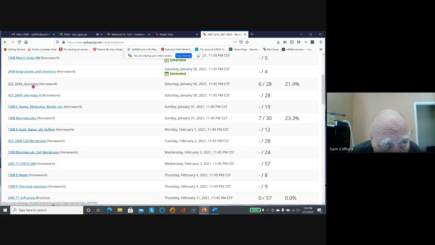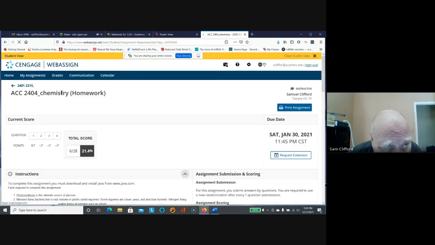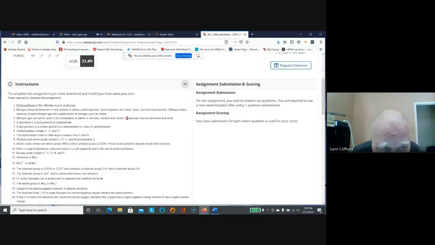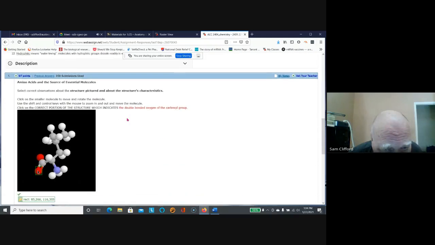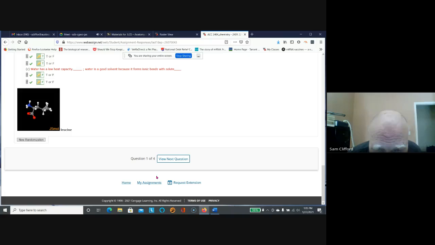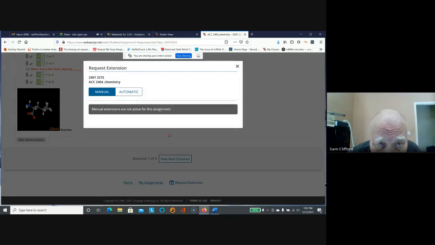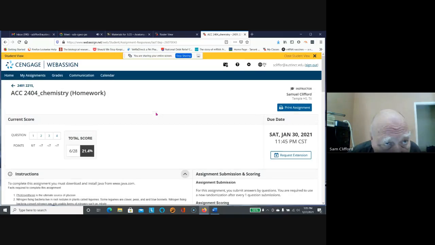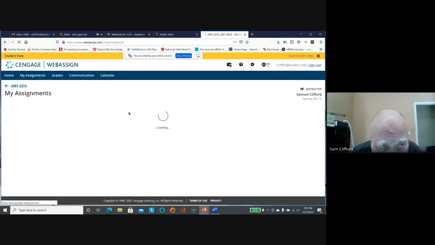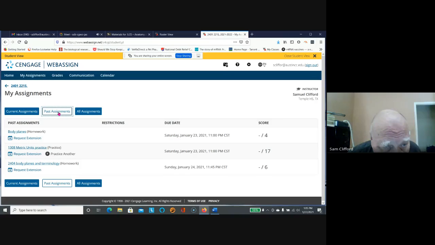If we look at a particular assignment again, make sure you read through this, and we go down to the bottom and request extension. If you click there, and hit automatic, it's got to be past due. Let's find a past due assignment. Okay, let's go to past assignments. Notice you can request extension.